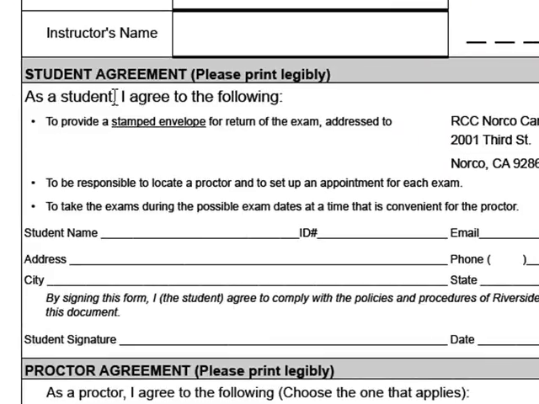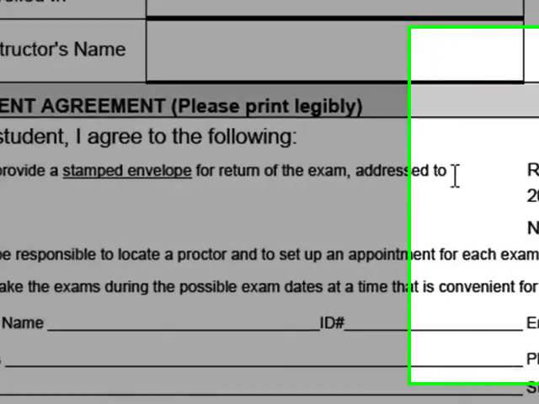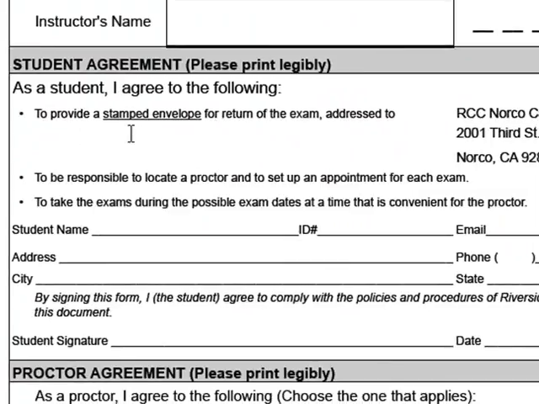And it's important, as you see, I agree to the following, to provide a stamped envelope for return of the exam. And you're going to address the envelope to the Norco campus, 2001 3rd Street, attention Bob Pryor, etc. But it's important that you provide the stamped envelope. You're not the one to mail it in. And we're talking about the midterm and the final only, those two tests. But you don't mail it in. You give the proctor a stamped envelope. I think it needs to have at least 2 stamps, maybe even 3 stamps on it.